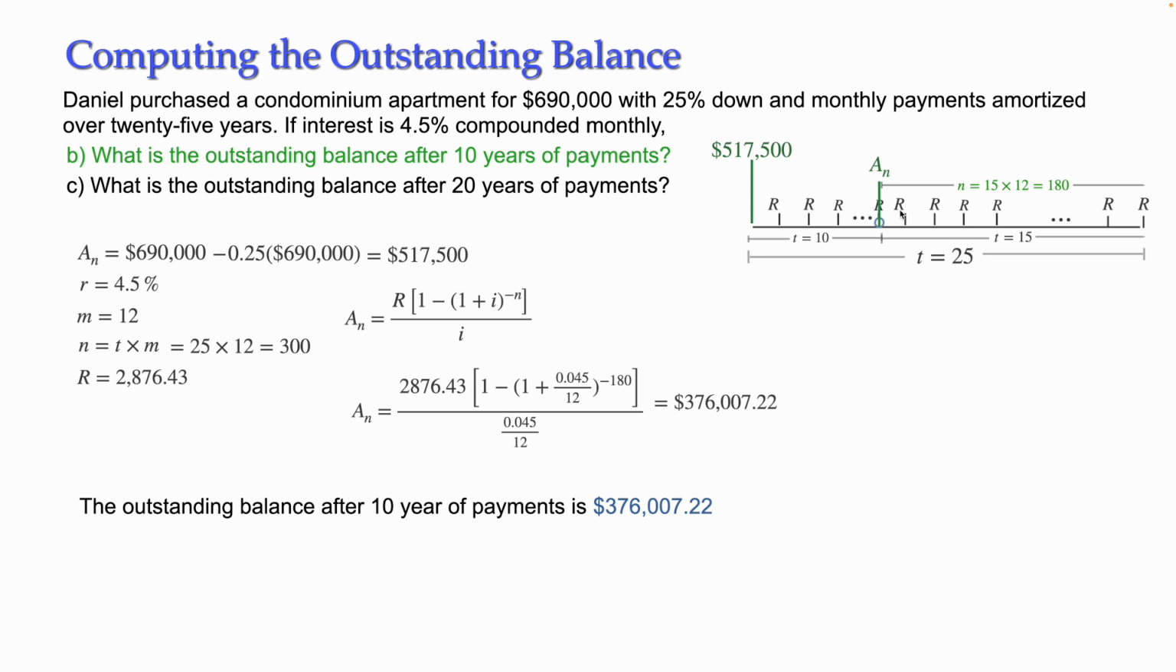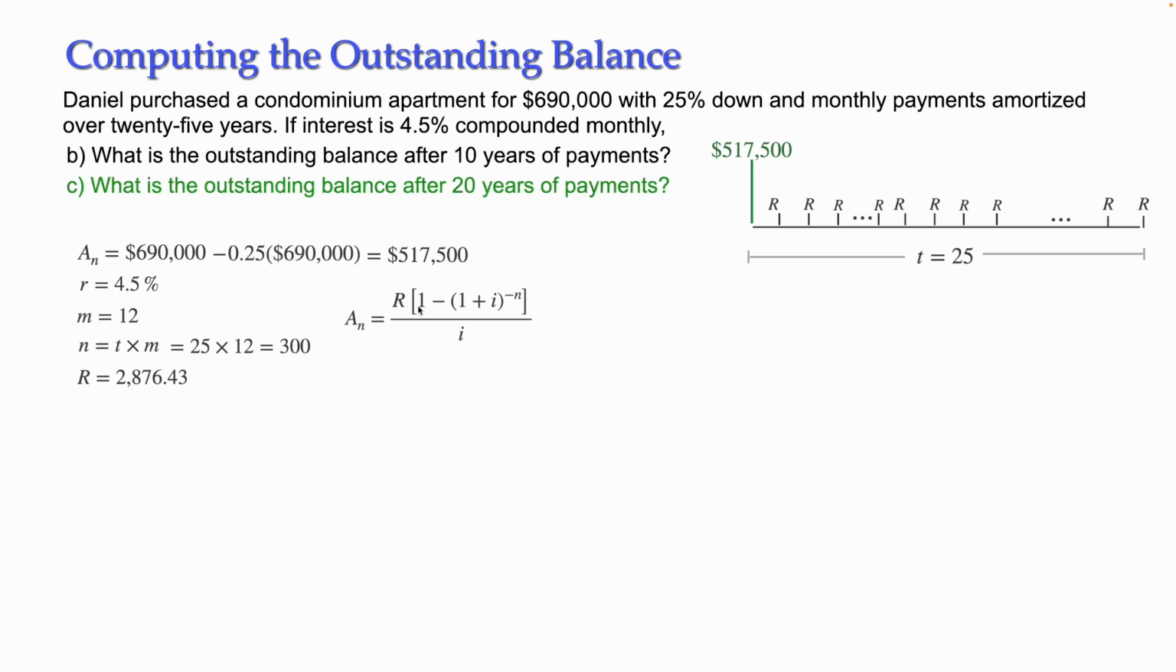So let's do it just for practicing with another problem. What is the outstanding balance after 20 years of payments? We know that we are going to use the same formula of the present value. Now we are going to take into account that after 20 years of payments, there are only 5 years missing. To compute this present value, we just take into account the number of payments. 5 times 12 equals 60. That will be the number that goes in the formula of the present value of the annuity.